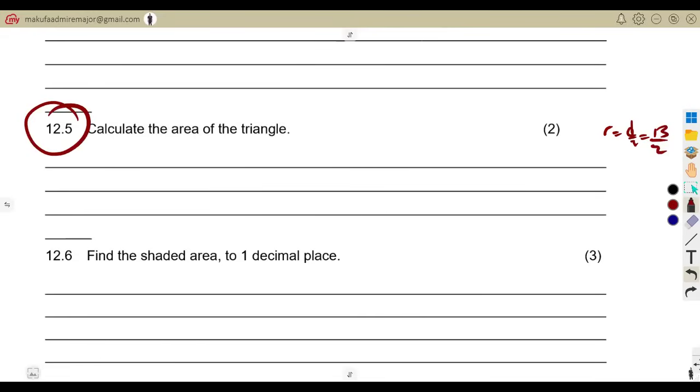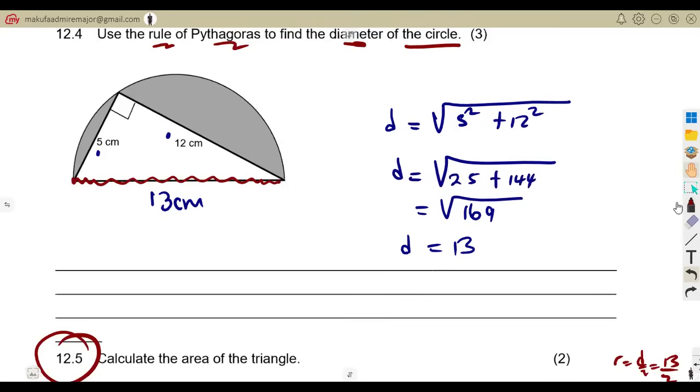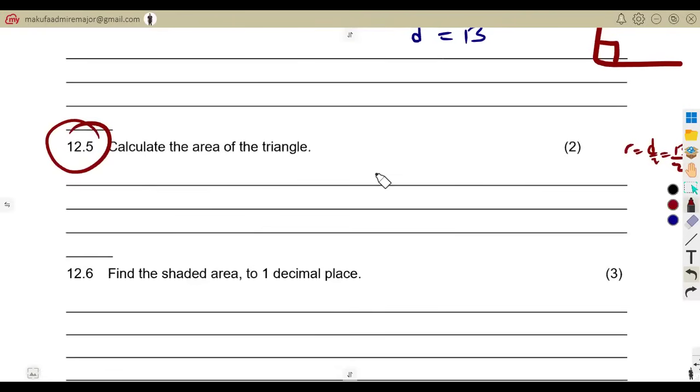Calculate the area of the triangle. The triangle that we are given here is a right-angled triangle, so its area is half of the base times the perpendicular height, the sides which meet at 90 degrees. This one is not the perpendicular height. So it is half of what? The base. Remember your area: half of the base times the perpendicular height.